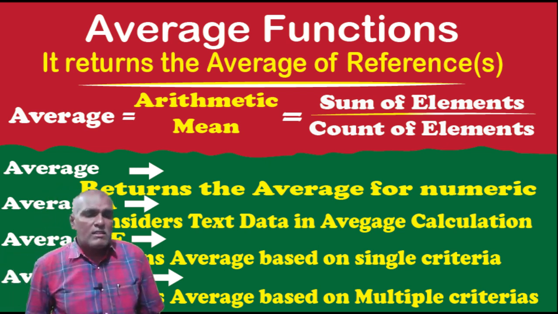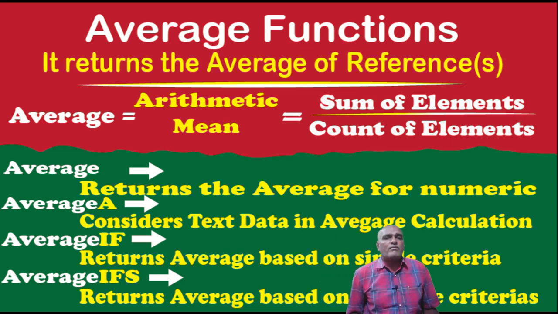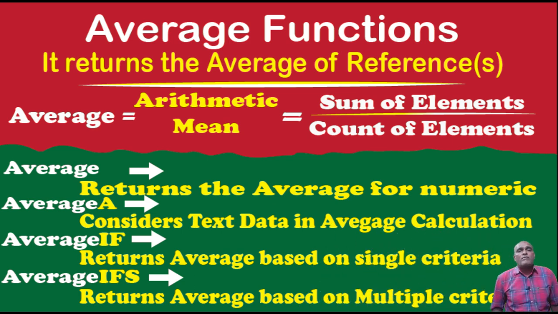Before closing this session, let's have a quick review on these functions. Average function returns the average of references. Average is nothing but arithmetic mean. We can derive the average by dividing sum of the elements by count of the elements. In this scenario, elements is nothing but cells. So we can say in other way like sum of the cell values by cells count.